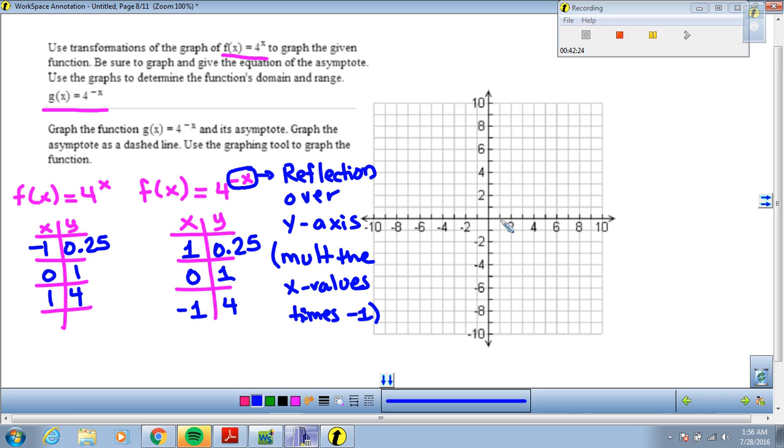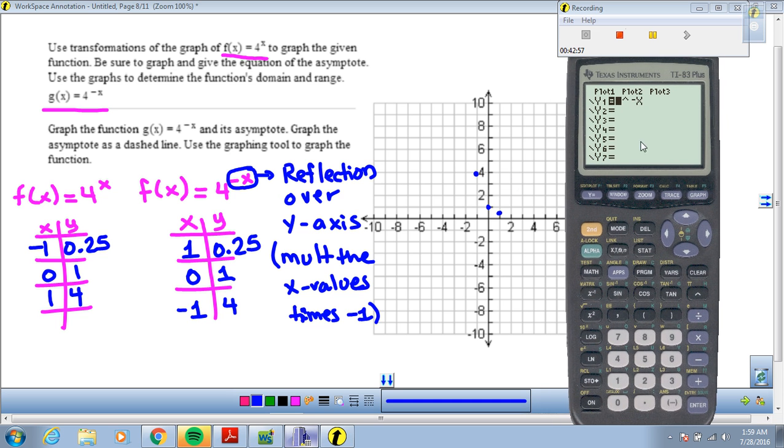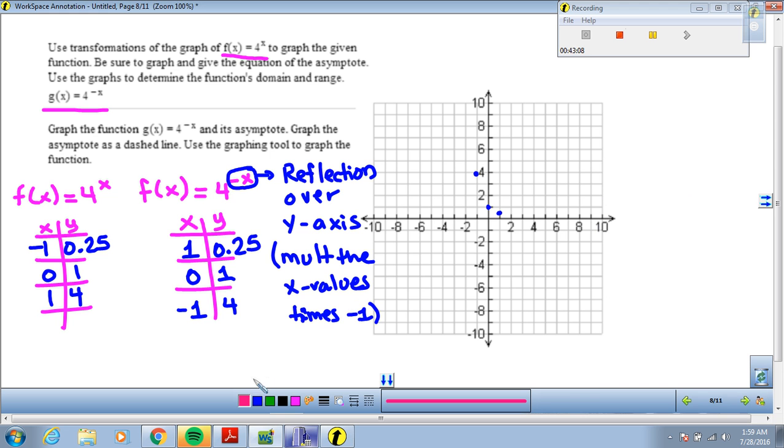So plotting the points 1, 0.25, so let's say somewhere here, 0, 1, and negative 1, 4. I had already graphed here 4 to the negative x. So 4 to the negative x, when you graph it, looks like this. Our points make sense, that when we connect them, it's going to look like that. So all you need to do is do the graph, more or less.